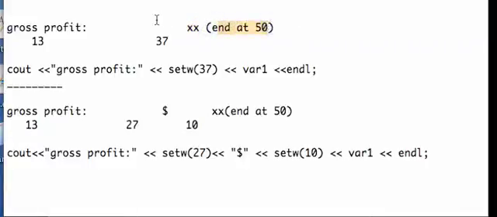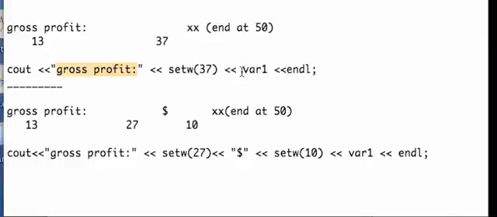Here's all I do. I count up the number of spaces in gross profit and a colon, and that's 13. I take the 13, I subtract it from 50, and I'm left with 37. And I say, cout less than, quote, gross profit. That puts the gross profit left justified on the screen. And then I say less than, setw with the 37, less than, var1 and endl.